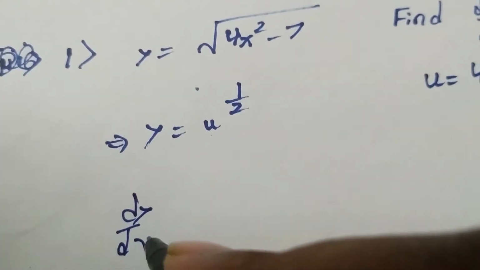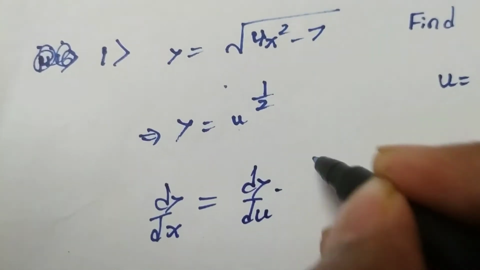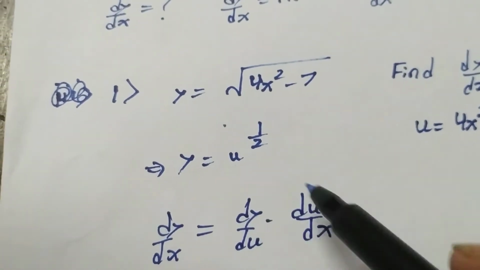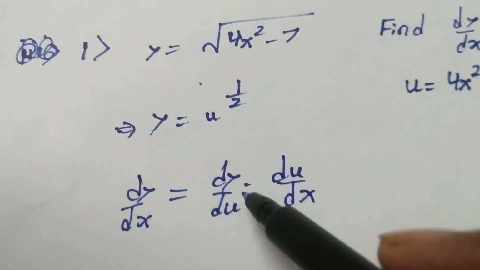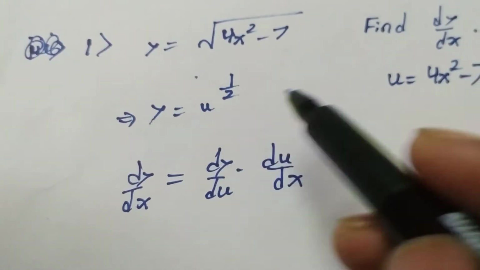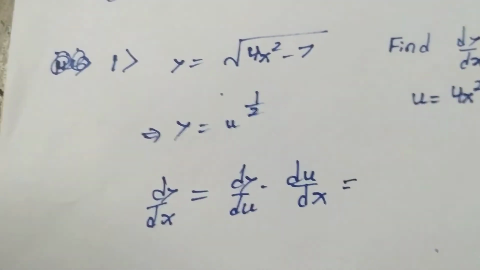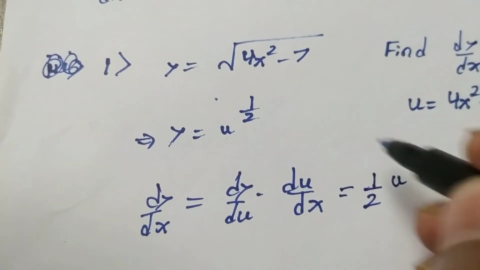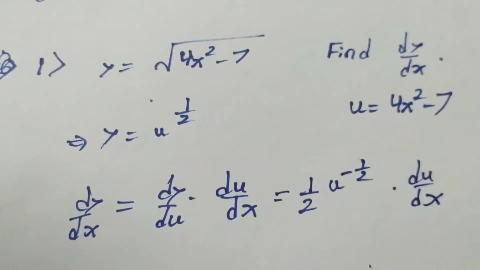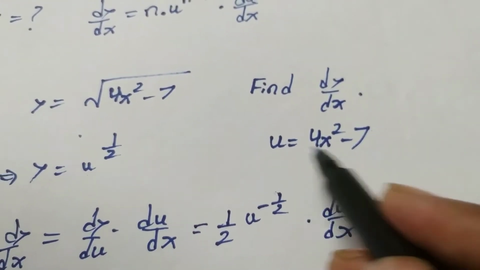Dy dx is equal to dy du into du dx. Okay, now you can understand why this is so, because dy du and du dx, if du is cancelled, then we get dy dx. This is pretty simple to understand. Now dy du is half u to the power half minus 1, that is minus half, into du dx. Now we have u as this, so we can easily find out du dx.